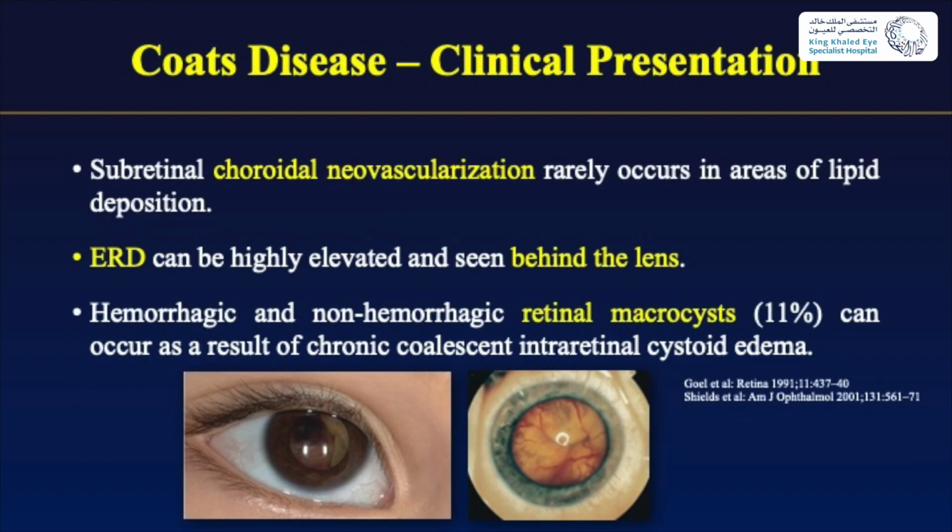Subretinal choroidal neovascularization rarely occurs in the area of lipid deposition, and it was reported in the literature that it responds well to the anti-VEGF agents. Exudative retinal detachment can be highly elevated and seen behind the crystalline lens. Hemorrhagic and non-hemorrhagic retinal macrocyst might occur in an area of a previous cystoid macular edema or as a result of retinoschisis. So this is a patient with extensive exudative retinal detachment abutting the posterior lens capsule.